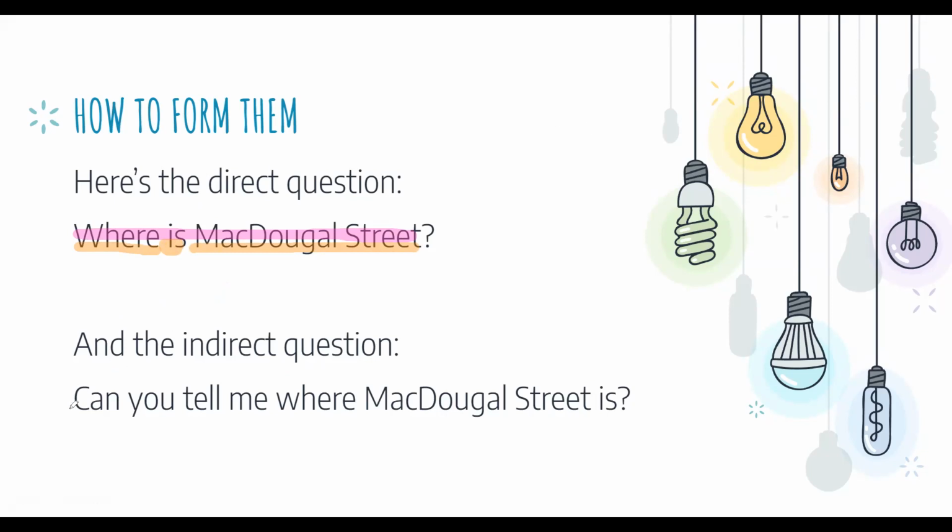So take a look at the structure. Can you tell me, okay, can you tell me, let's go back to this part. So here we have where. So can you tell me where? Here we have is. So notice a change here. Is goes until the end of the sentence. And then we have McDougall Street. So there's a change in the structure. It's not just putting a phrase at the beginning and that's it. There's a change in the structure that you need to follow. Can you tell me where McDougall Street is? All right. So that's an indirect question.